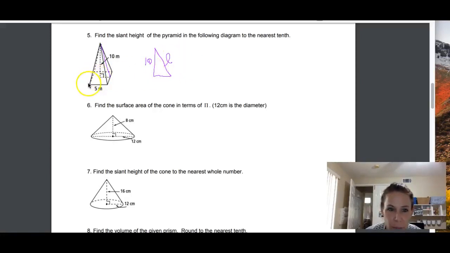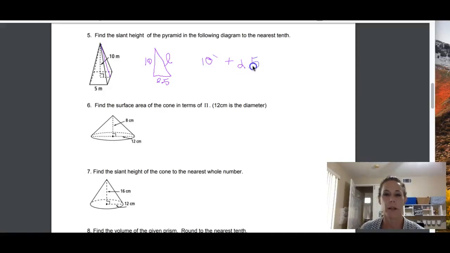If you look here in our pyramid, the base is a square. If this is 5, halfway over is going to be half of that. So if this is 5, this will be half of 5, which is 2.5. And that will be 2.5. Okay, now we can figure out the slant height using the Pythagorean theorem. So we just go 10 squared plus 2.5 squared.